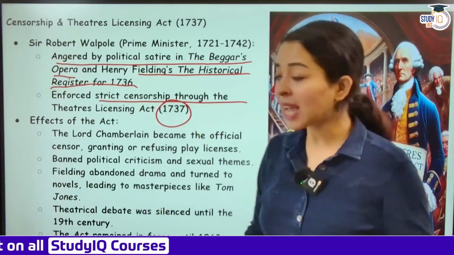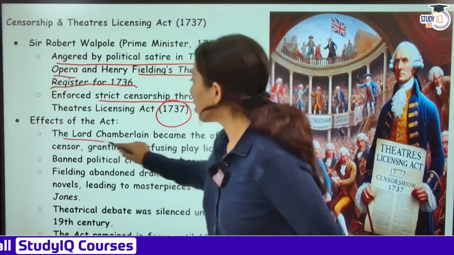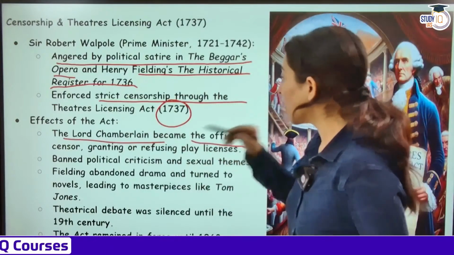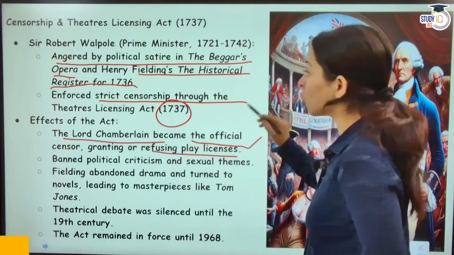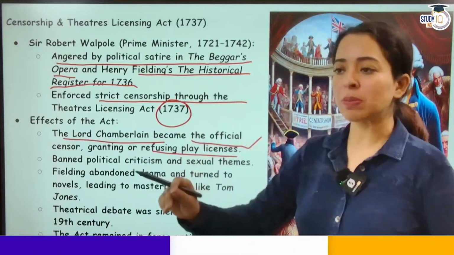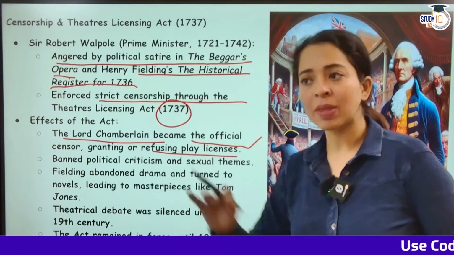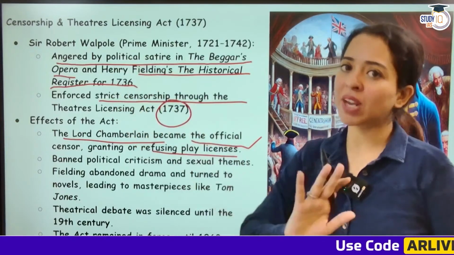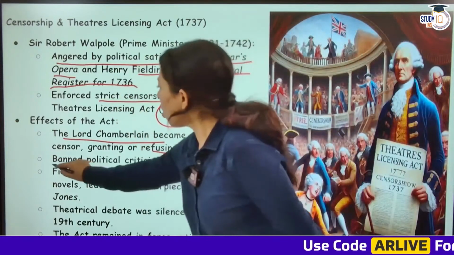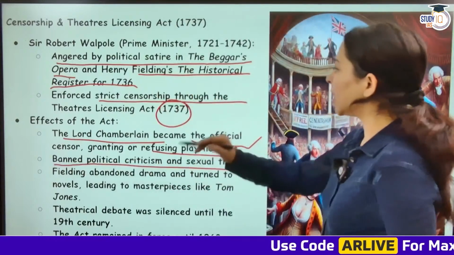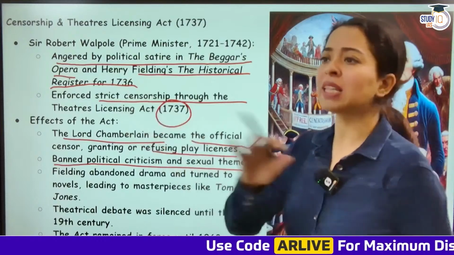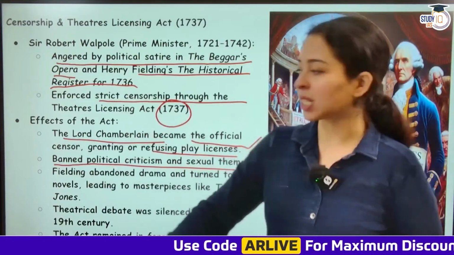Effects of this act: the Lord Chamberlain became the official censor, granting or refusing play licenses. So the Lord Chamberlain was given the responsibility that you will look at plays, and if a play is suitable for society, only then will it be shown, otherwise it will not be shown. And all political plays were banned, political criticism and sexual themes. They were completely banned, that you cannot show anything sexual, you cannot show anything that's political.